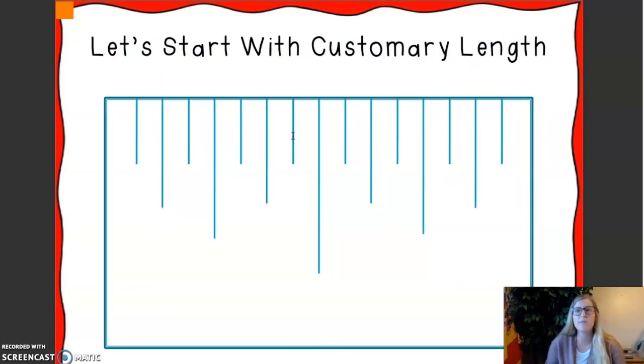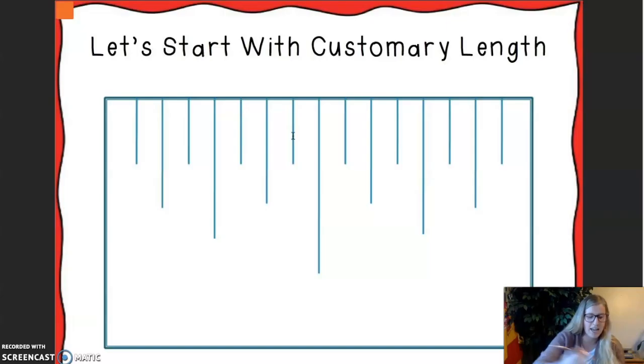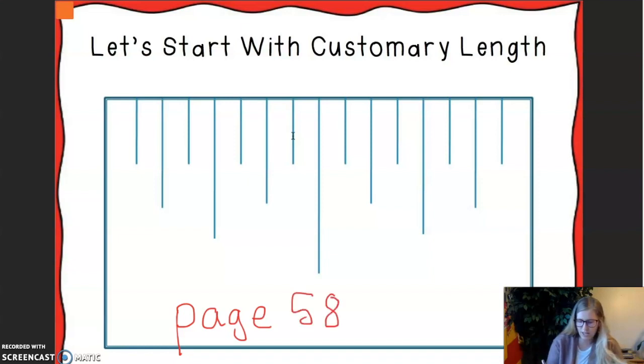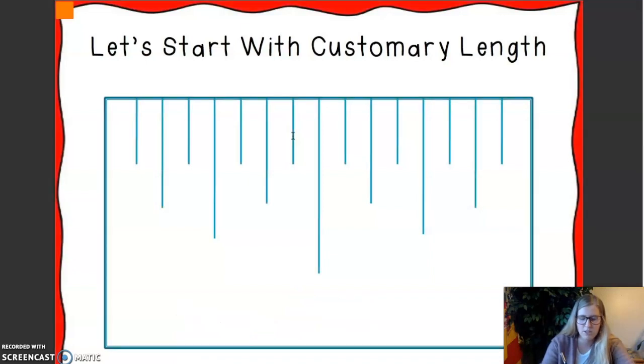Okay, let's start with customary length. That's what we're going to be focusing on today, which is a little bit of what I already told you. If you want to know, the page for this in your book is 585. We're not going to be using the book a ton today, but just so you know, that is the page that it's found in the book if you want to review it. So this is showing us kind of what a ruler might look like. Which again, this might be 0 right here, and this might be 1 inch right here.